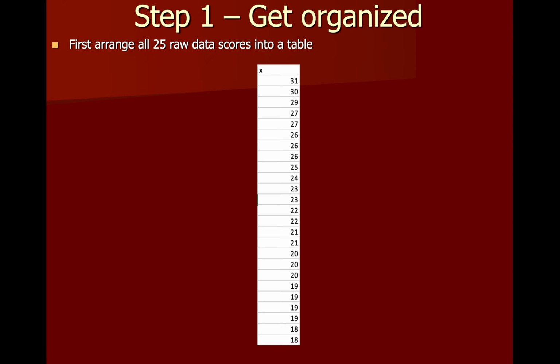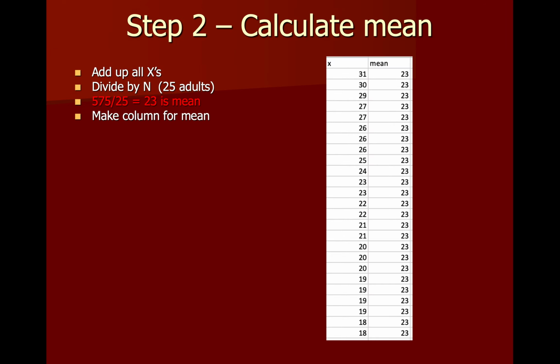So the first step in calculating variance and standard deviation is just to get organized. So first, arrange all the 25 raw data scores into a table. The next step is to calculate the mean. So add up all the scores, all these X's, and divide by the N, which is 25. When we added all of these up, it was 575. Divided by 25 is 23. And then you make a column for the mean. So add an additional column and just put 23 down all of the different rows.